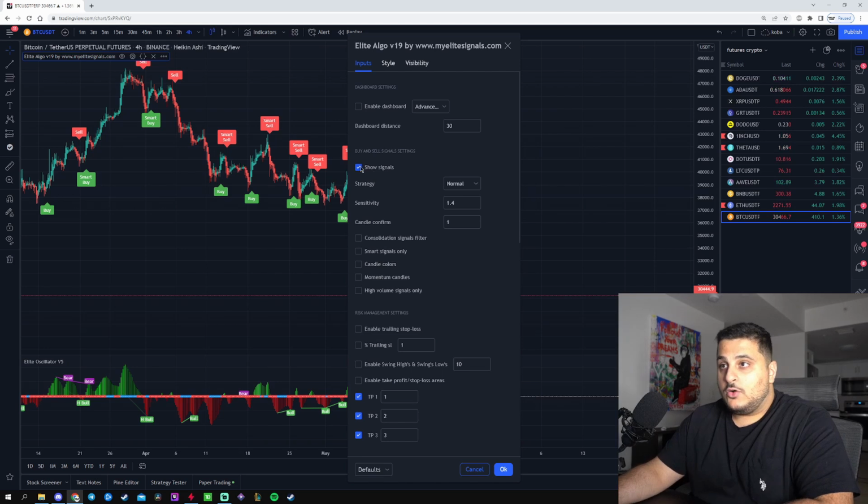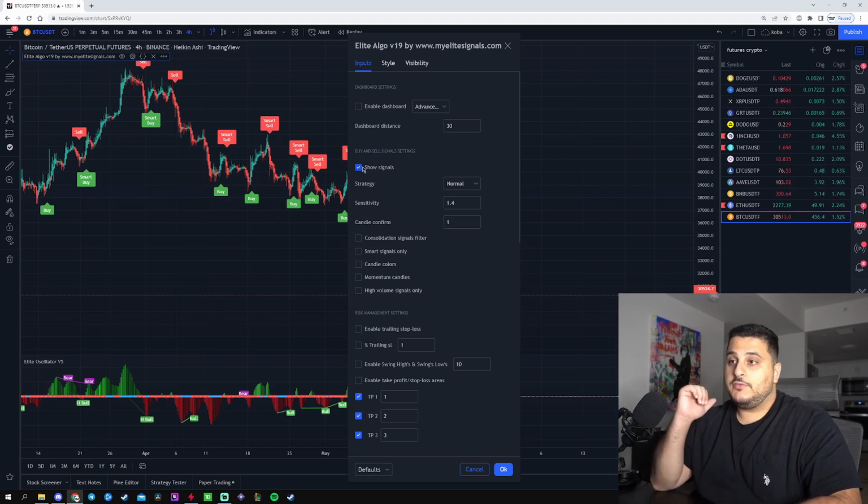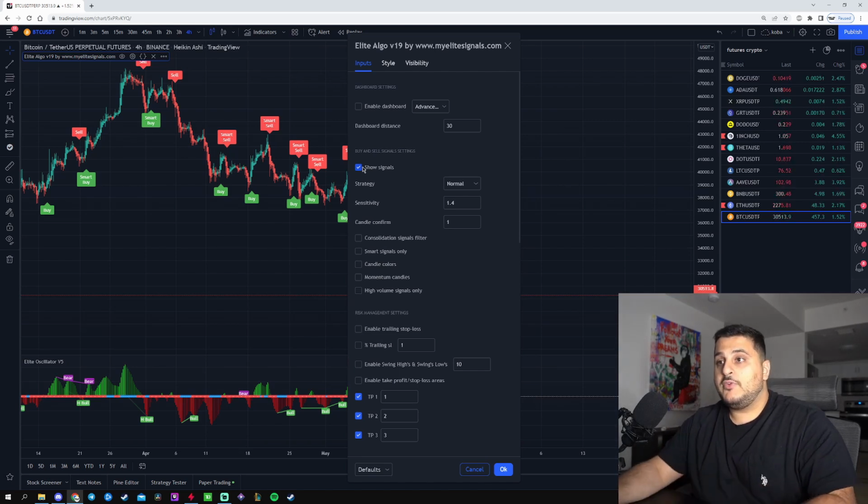So over here, this button that says show signals, you can uncheck this if you want to remove the buy and sell signals, or you can leave it checked on if you want to receive the buy and sell signals. It's completely up to you. There's other strategies included inside EliteAlgo that don't revolve around buy and sell signals. So we're going to show you guys later on in the video those strategies I'm talking about. But for now, we're going to keep them on, and we're going to talk about exactly how to use these buy and sell signals. So for now, we're just going to keep it under the normal strategy. We're going to go ahead and explain these 2 other strategies in just a second.